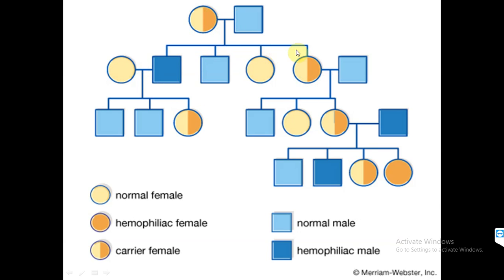One is a diseased son, one is a normal son, this is a normal daughter, and this is a carrier daughter. Now this carrier daughter gets married to a normal male, and the diseased son gets married to a normal female. Now what happens to their children? The 2 sons are normal, and one is a carrier daughter.